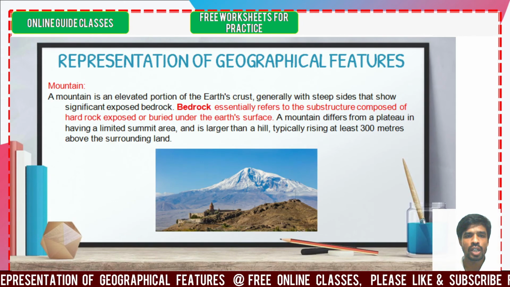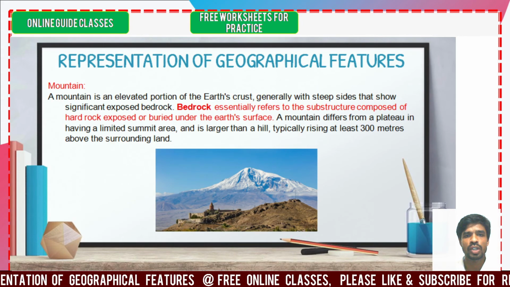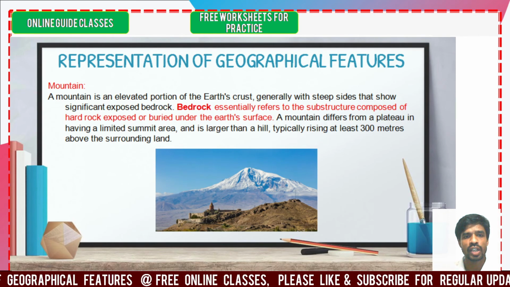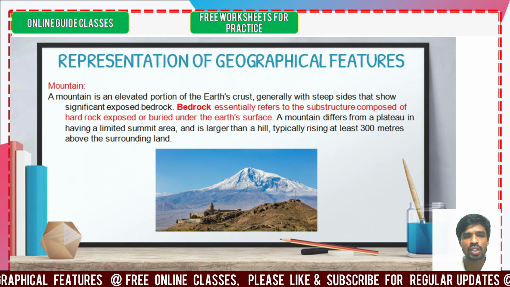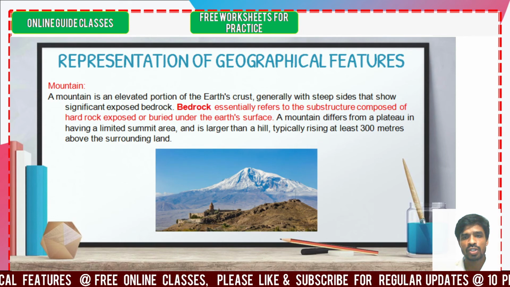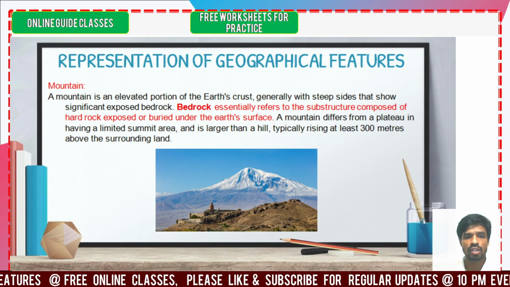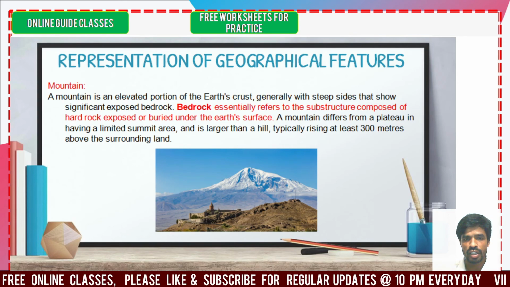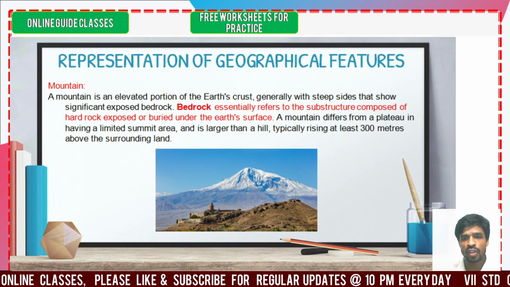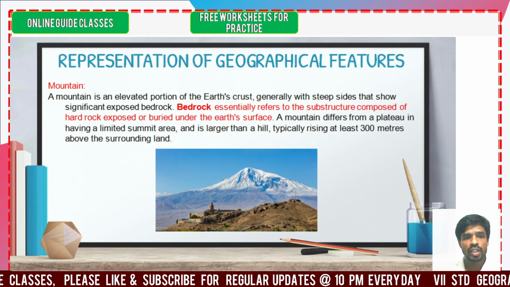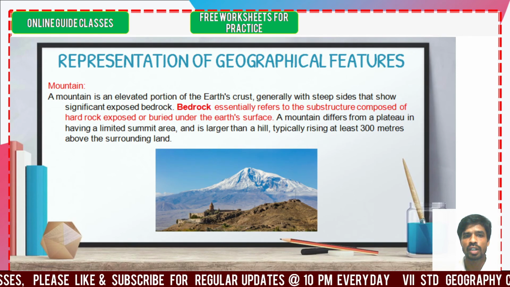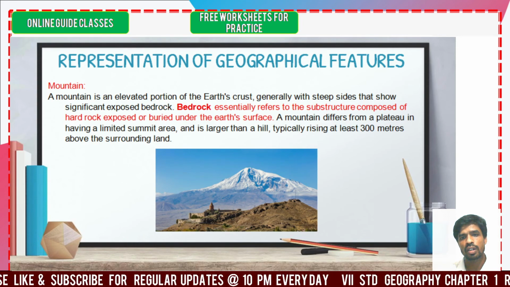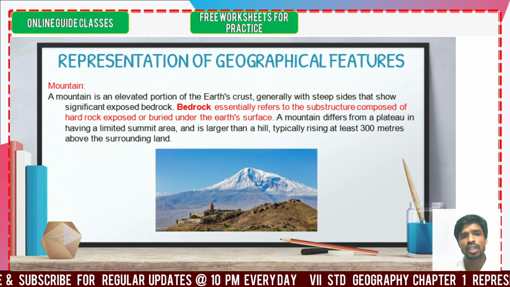The next one is mountain. What is a mountain? A mountain is an elevated portion of the earth's crust, generally with steep sides, that shows significant exposed bedrock. Bedrock is also known as the substructure composed of hard rock. Bedrock is also called hard rock, where the mountain is standing. A mountain differs from a plateau in having a limited summit area and is larger than a hill, typically rising about 300 meters above the surrounding land.